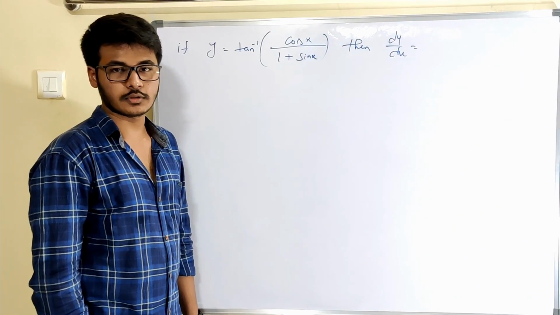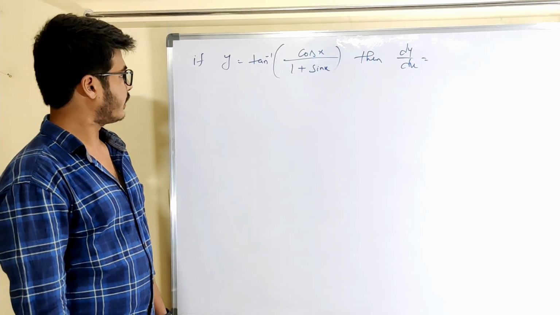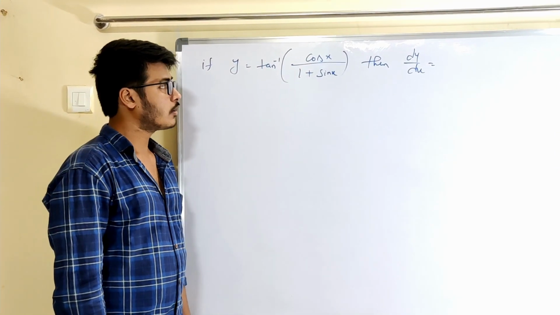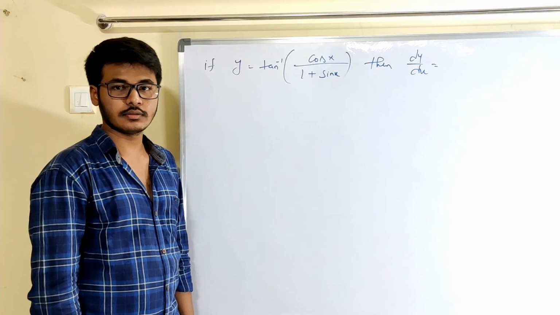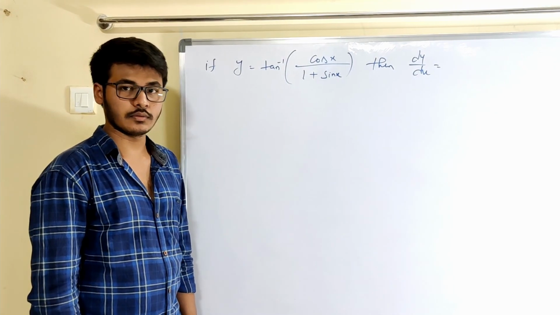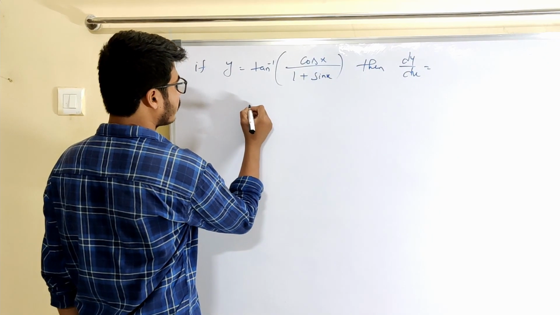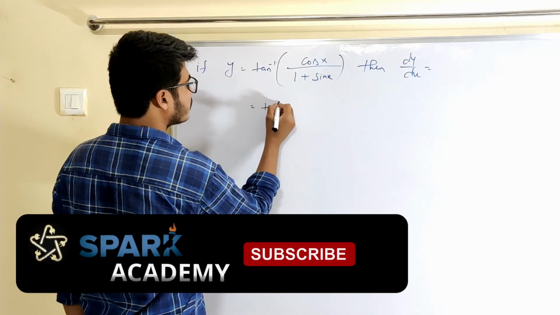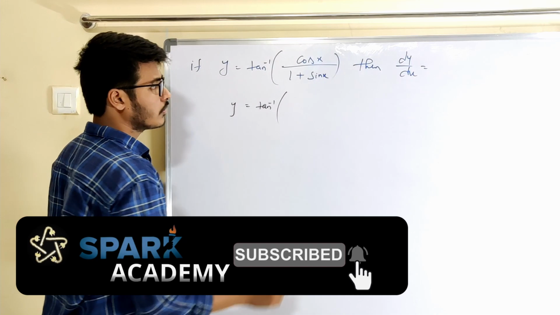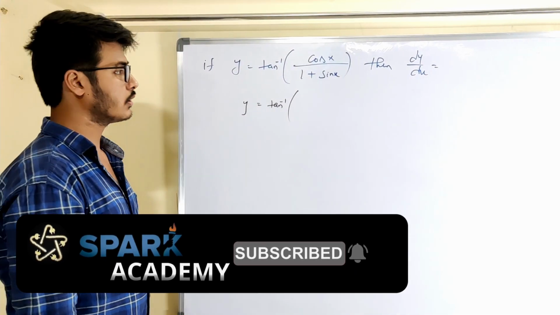Now we will see one more question. Here the question given is: if y is equal to tan inverse of cos x by (1 plus sin x), then dy by dx is equal to. Now we will see how to solve this question. Here y is equal to tan inverse of cos x by (1 plus sin x).